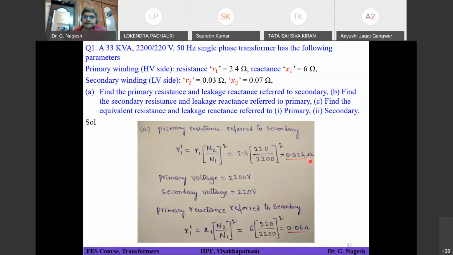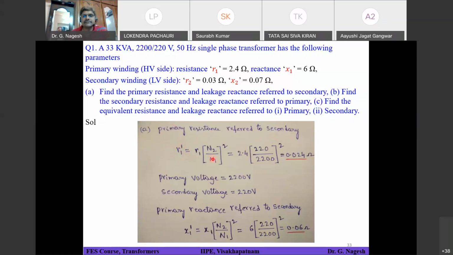0.06. Right, so for R1 dash, please remember the terminology. Primary resistance referred to secondary. When I say dash, this indicates the primary. In the present case primary is HV. Dash indicates I am not the actual value, I am coming from somewhere else. So primary resistance referred to secondary. If it's directly primary resistance, I will call it R1, that's all. It is referred to secondary, that's why I'm calling it R1 dash.